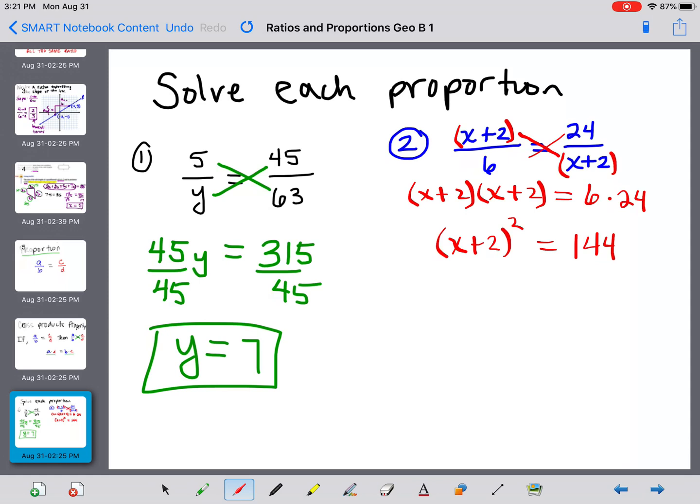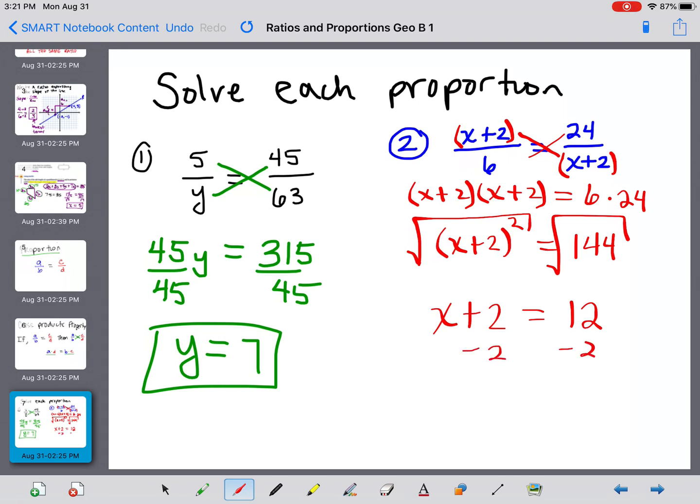Now, to get rid of that power of 2, the inverse operation is taking the square root of both sides. If we take the square root of our left side, it leaves us with x plus 2. The square root of 144 leaves us with 12. To solve for x, we subtract 2 on both sides, and we get that x equals 10.